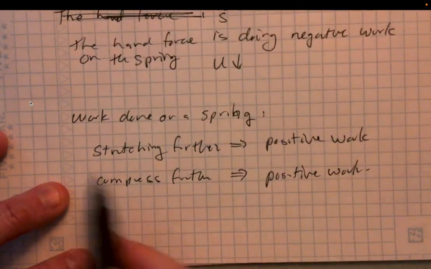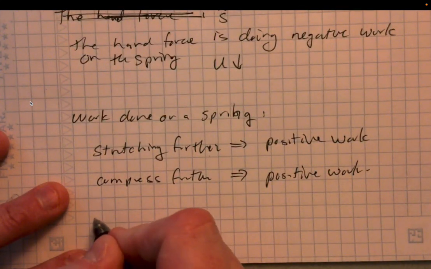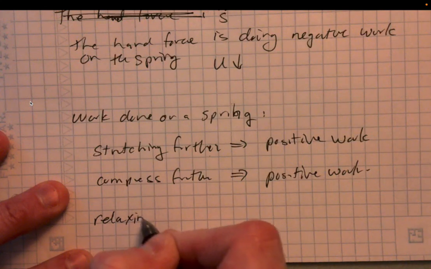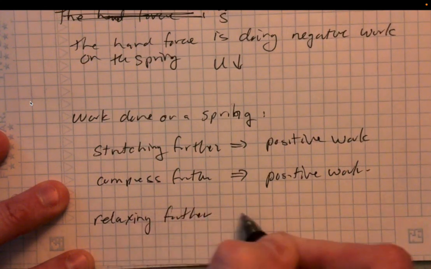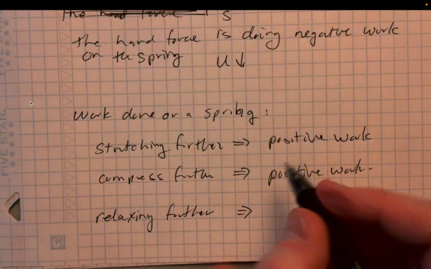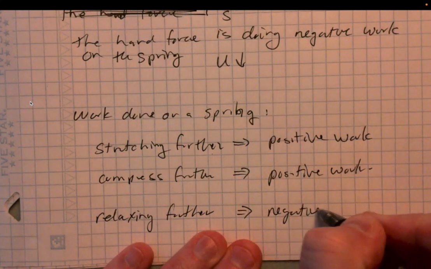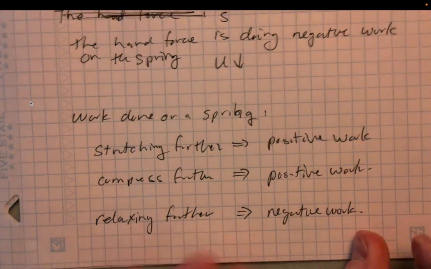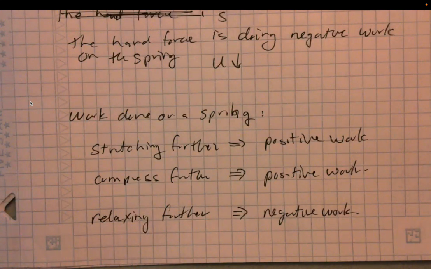And then the alternative to these two is relaxing. If I relax the spring further, then I do negative work. Right, and that makes sense, right? If the spring is being relaxed, that means it's getting closer to its resting state, and the potential energy in the spring is diminished.